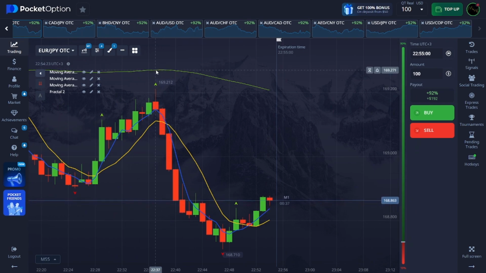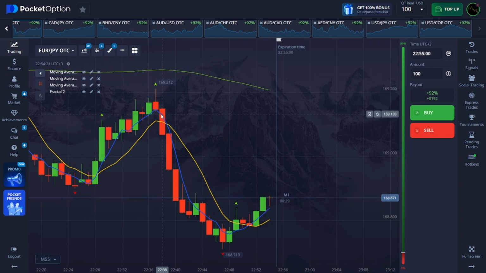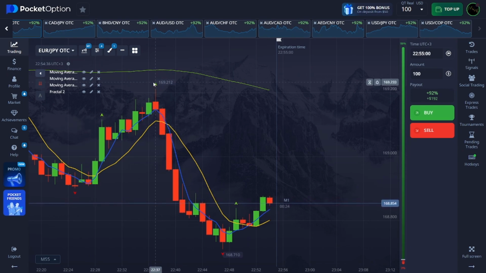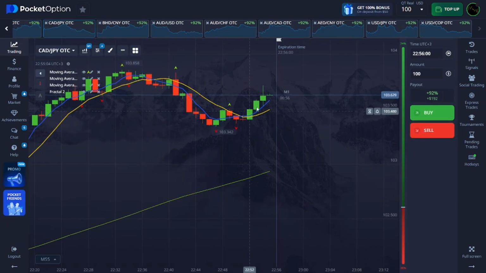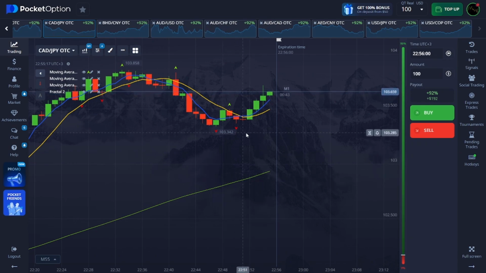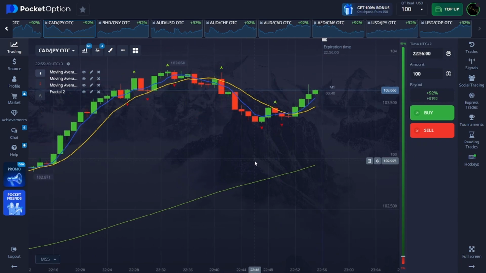To take a trade, our 100 SMA has to be above the market. Then our faster moving average, which in this case is our blue moving average, has to cross below our yellow moving average, and a fractal has to be printed above. That way we can take a sell trade. For a buy, our fast moving average, our blue, has to cross above our yellow. The 100 moving average has to be below, and a fractal has to form.